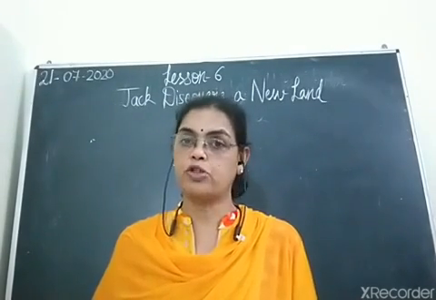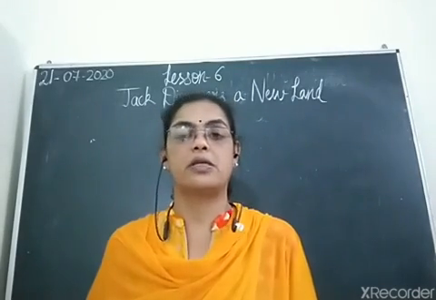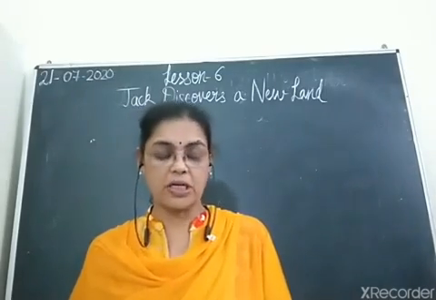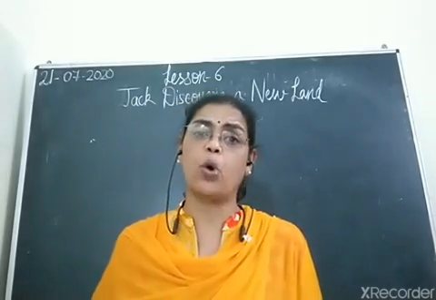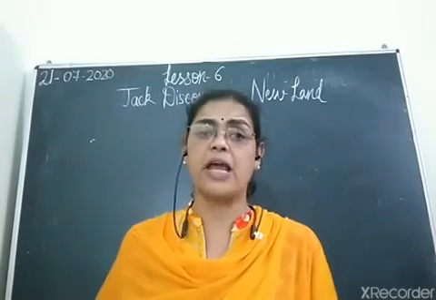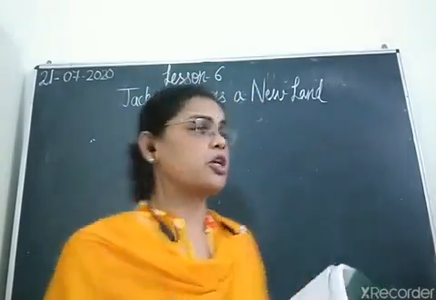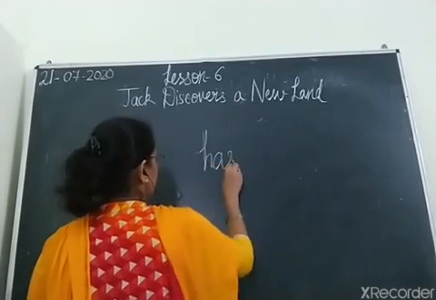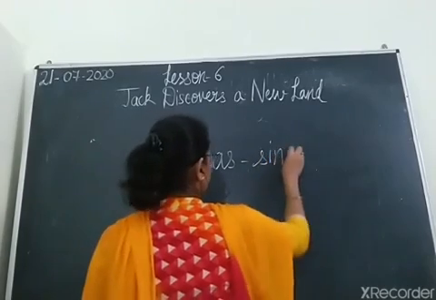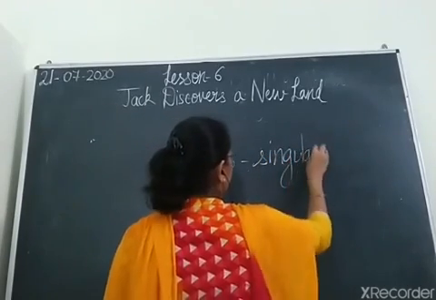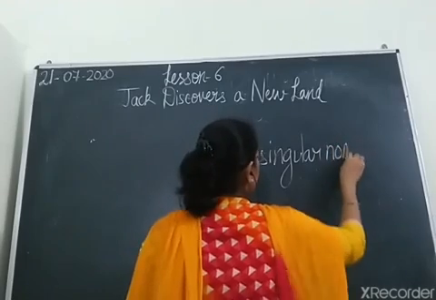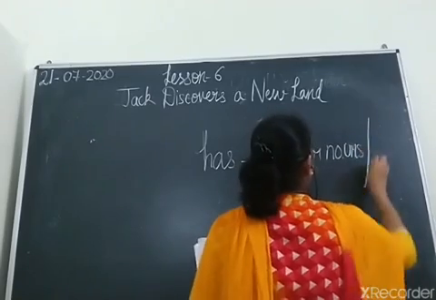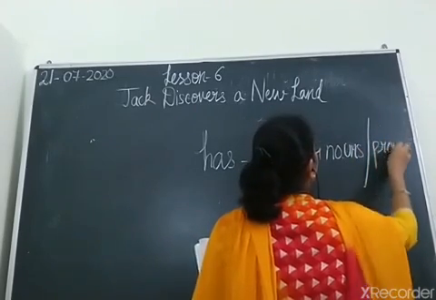Now there are certain rules to be remembered, that when to use has, when to use have and where to use had. Now children, has is always used with all singular nouns and pronouns except for I and you. बेटा जो has होता है इसको हम सारे singular nouns and pronouns के साथ use करते हैं. ये आपको याद रखना. With all singular nouns and pronouns, has.